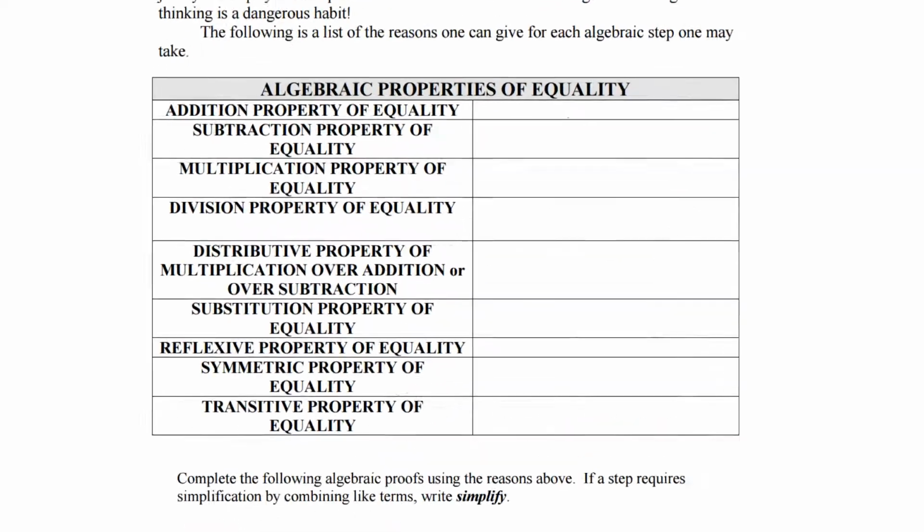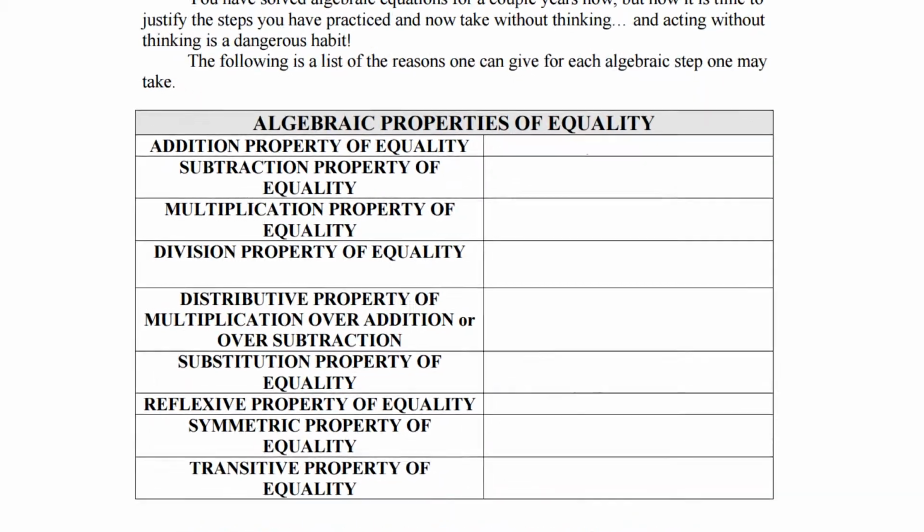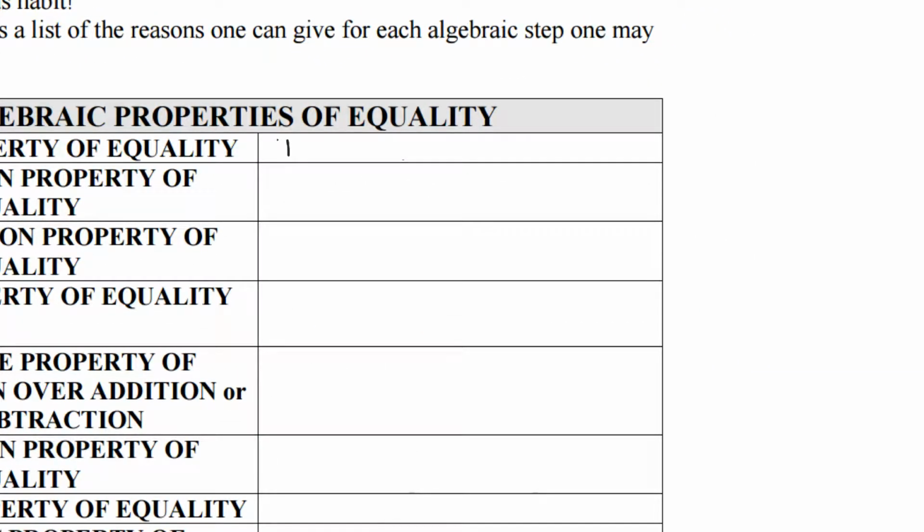Okay, before we do that, we have to have some stuff to base this off of. All right, so several properties. The addition property of equality says this: if A equals B, then A plus C equals B plus C. Okay, so in that statement, what is the hypothesis? A equals B. What's the conclusion? A plus C equals B plus C.